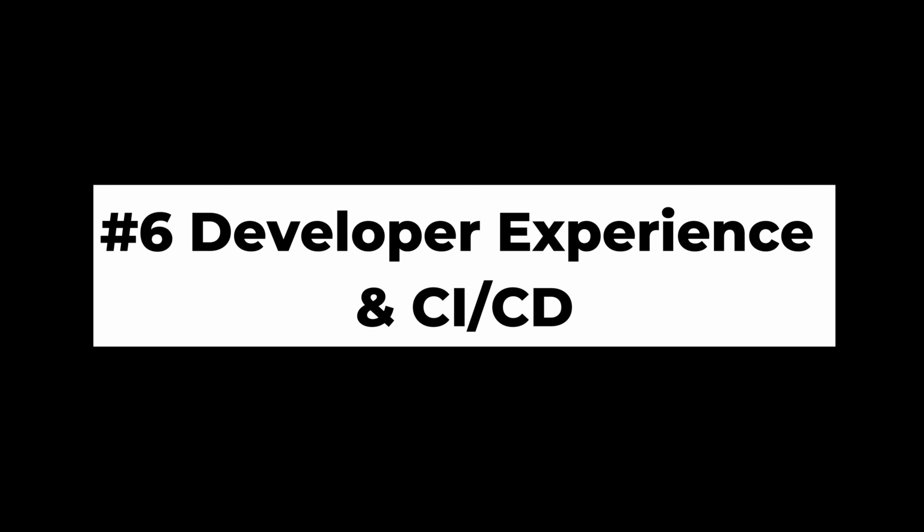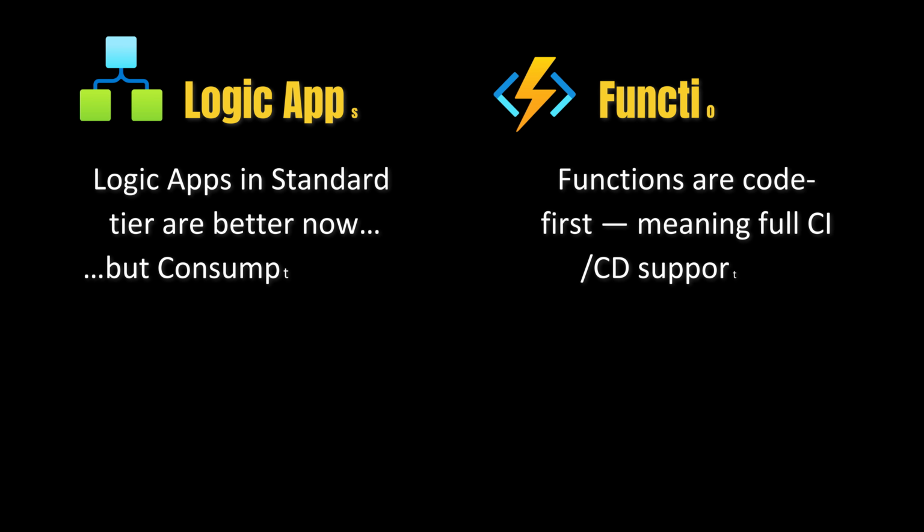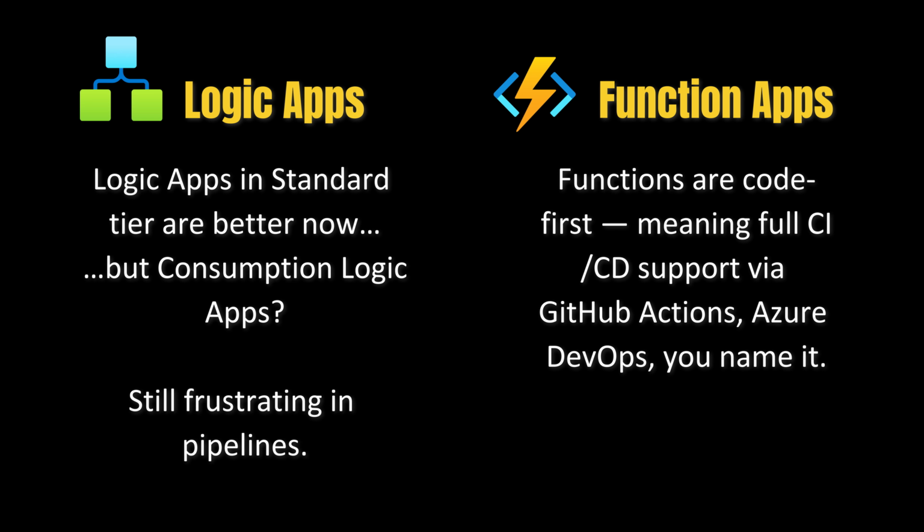Now, developers, if you're wondering how this affects CI/CD and day-to-day experience, let's break it down. Developer experience in CI/CD. Functions are code first, meaning full CI/CD support via GitHub Actions, Azure DevOps, you name it. Logic Apps in standard tier are better now, but consumption Logic Apps are still frustrating in pipelines. Teams with mature DevOps practices often find Logic Apps limiting, especially when versioning, testing, or promoting across environments. So what's the real side by side?